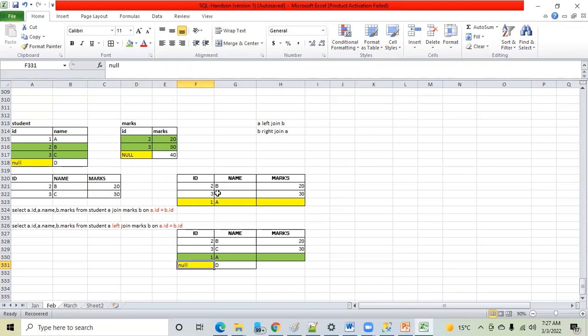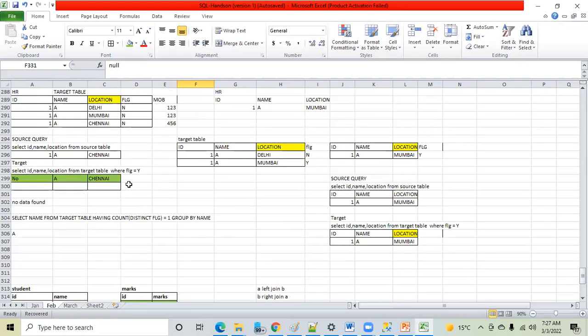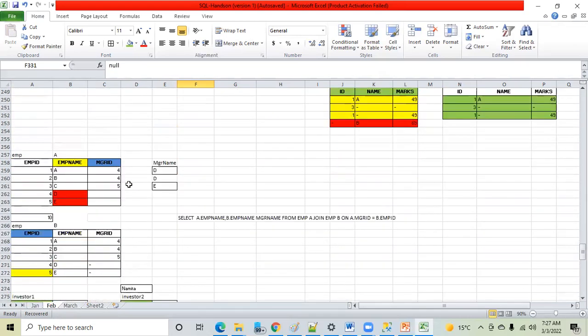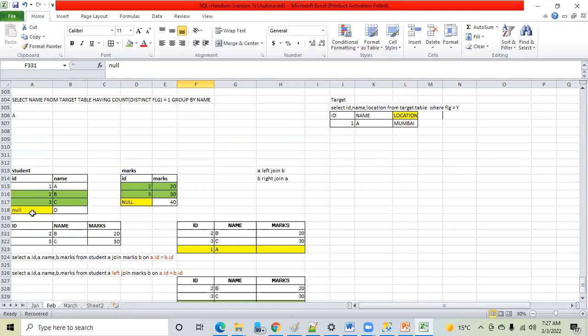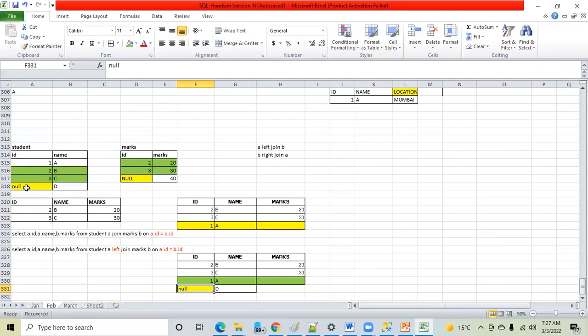So why? See, the logic is, if you remember yesterday, I told you that when SQL engine compares null with null, I have discussed that yesterday. Is null is a different thing. When SQL will compare null with null, it gets confused. So here in the joining condition, SQL was trying to compare this. It has taken this null from here.